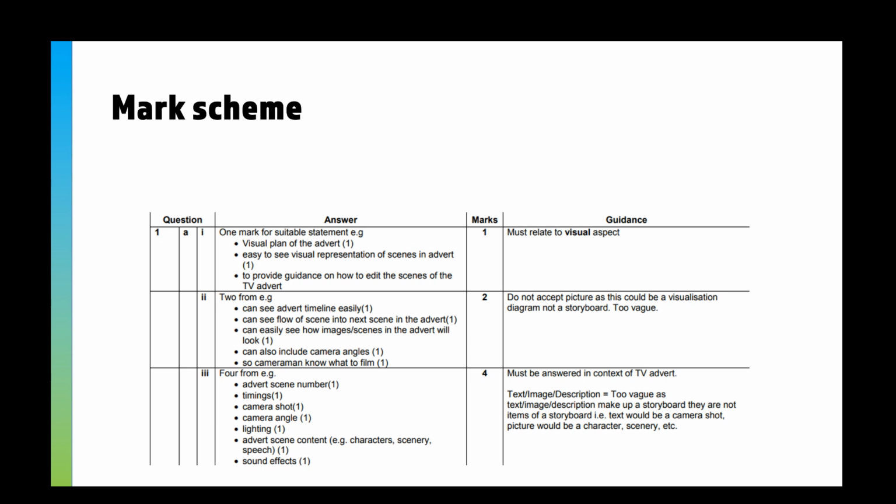Sometimes you can get away with that on a mood board question. We can say images, text, but it's a bit too vague for a storyboard question, so you need to actually say why. So you can say text of a camera shot, or picture of a character, or picture of a background. That'd be a lot more appropriate.